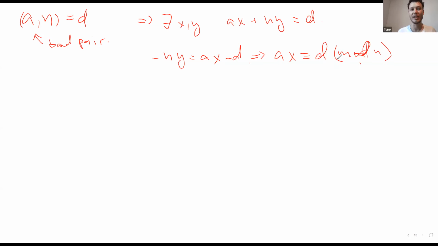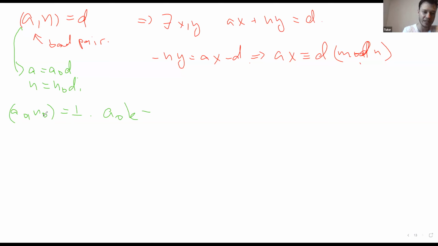And then how can I simplify this? Well, one way to simplify this is, if you think about any bad numbers, you can always make them into a good pair. How? You can write A as some A0 times D, and N as some N0 times D. And now look at this: A0 and N0 are going to be a good pair. So this one is going to have a modular inverse, right? So if these are good pairs, for A0, I can find some number K such that A0 K is congruent with 1 mod N0. So now if I multiply this by D on both sides, then what am I going to get?